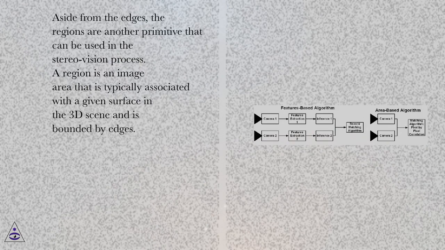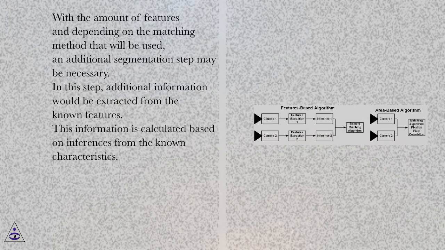Once the relevant edge points have been extracted, some methods use arrays of edge points to represent straight segments, not straight segments, or closed geometric structures, which form defined or unknown geometric structures. Edge detections in a features-based algorithm. Aside from the edges, the regions are another primitive that can be used in the stereo vision process. A region is an image area that is typically associated with a given surface in the 3D scene and is bounded by edges. With the amount of features and depending on the matching method that will be used, an additional segmentation step may be necessary.